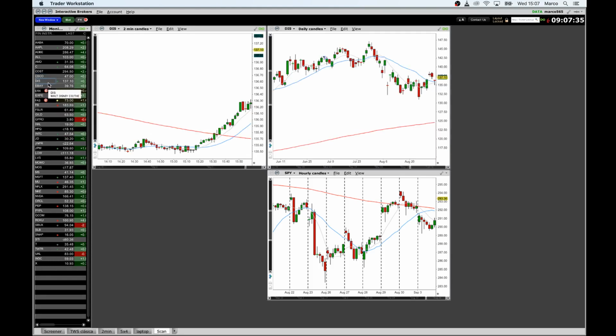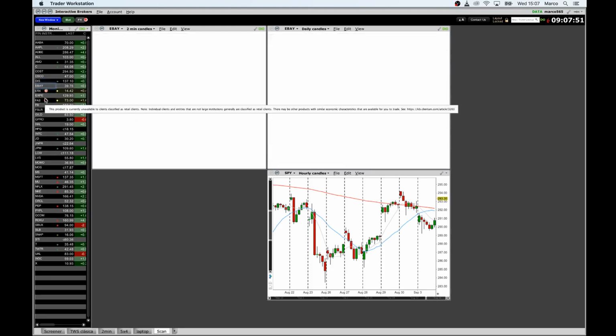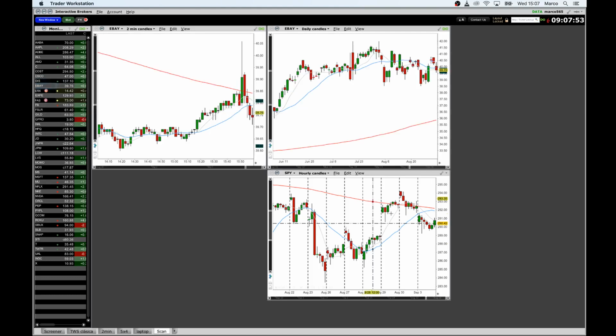Disney. So Disney, the same story, is gapping up after a strong move yesterday. So I don't really like it because we are close to resistance again. Don't really like it. So yeah, let's keep it for now. eBay, we are gapping into the Fab 4, so just ignore this one.